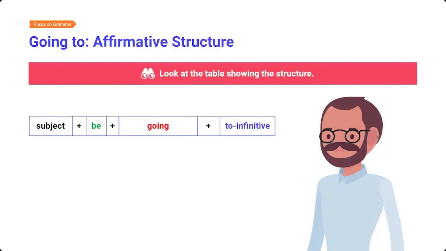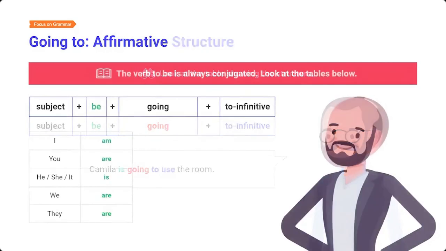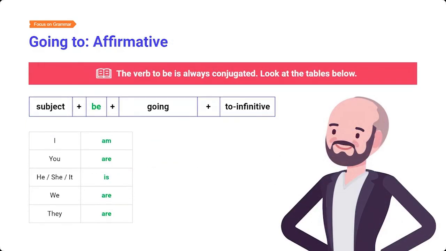Look at the table showing the structure. The structure of going to is subject plus the verb be plus going plus to infinitive. Camila's going to use the room. We always use the verb to be with going to. The verb to be is always conjugated.